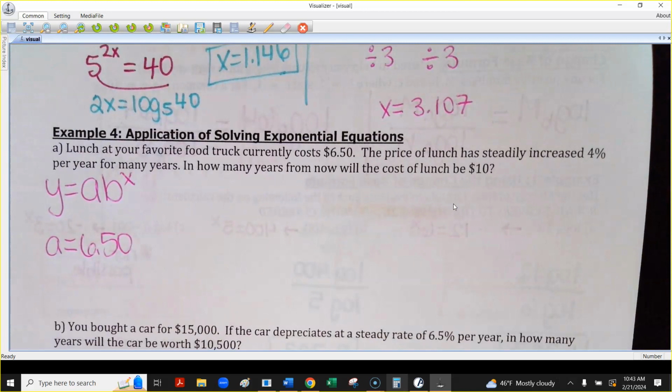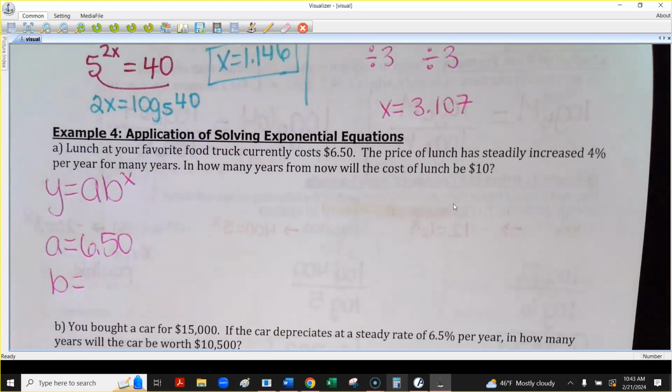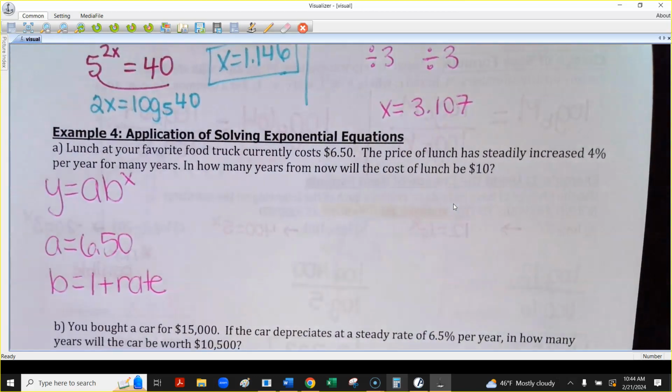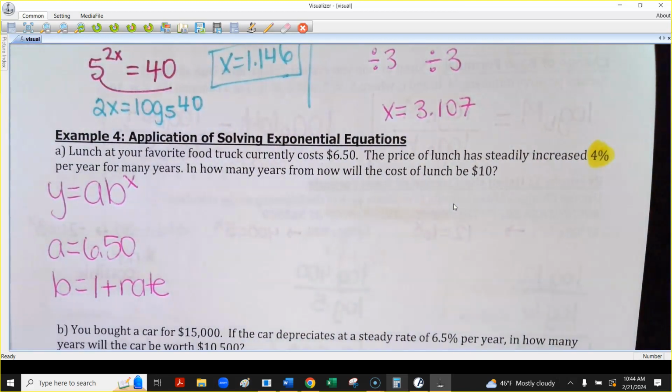It says the price of lunch has steadily increased. So if we're going up, we are having exponential growth, 4% per year. All right, now, if you guys remember, it depends whether it's increasing or decreasing. In this case, it's increasing. So the b value is 1 plus the rate. So the 1 accounts for what you're already paying for lunch. And when I add the rate to that, that's going to add that extra percentage on for me. So I'm going to go back over here. A lot of times these are given to you as a percent. So you got to change it to a decimal to get the rate.